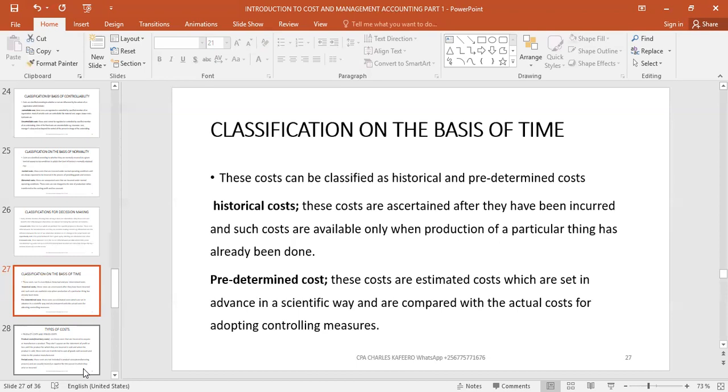Then this predetermined cost, these are costs that are estimated and set in advance in a scientific way, to be compared with the actual costs for adopting controlling measures. These are costs we just set, and when the actual cost happens, we compare it with what we had suggested, and we see whether we have a variation or we have incurred exactly what we had planned. And that's all about the cost classification.